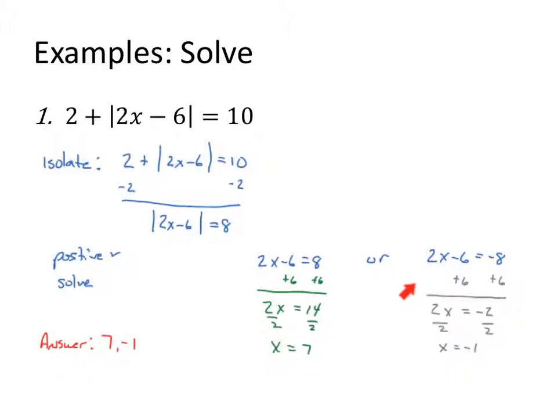In my second equation, if I add 6 to both sides, 2x equals negative 2. Divide both sides by 2. X equals negative 1, and there we have our two answers. Solving absolute value equations. Isolate, use the property, watch for special cases. Don't forget to solve two equations when your b value is positive.